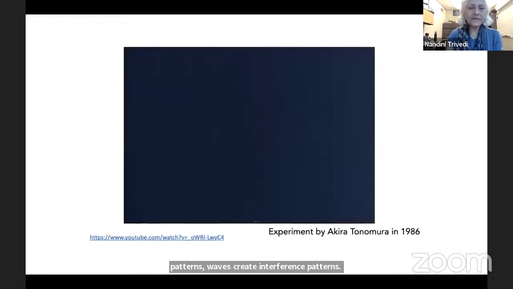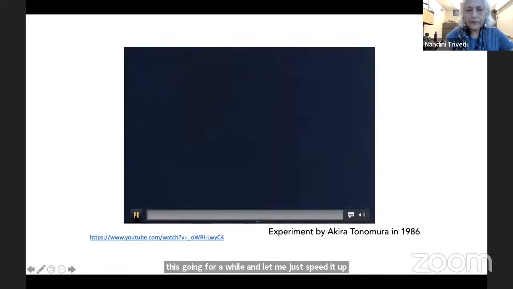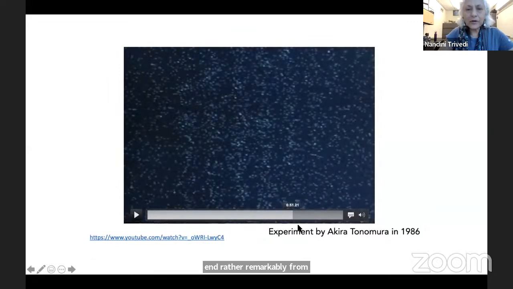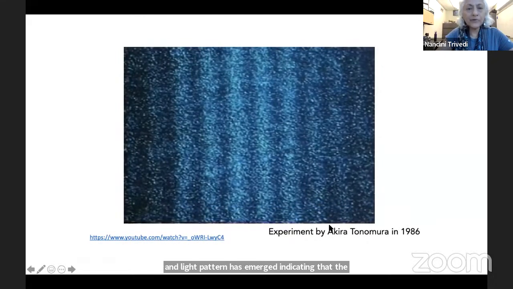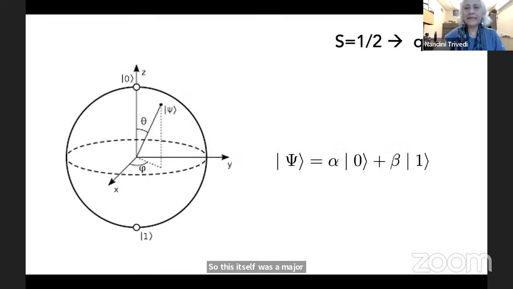And now there was this beautiful, absolutely stunning experiment in 1986 by Tonomura, where they took single electrons, passed them through two slits and observed on the detector. And what you see is, you see these dots every time an electron is detected. So that tells you this electron behaves like a pea. You can detect the whole electron. But then if you keep this going for a while, and let me just speed it up here. If you keep this going for a while, you can see at the end, rather remarkably, from all those little dots, a dark and light pattern has emerged, indicating that the electron was behaving both as a particle and as a wave. So this itself was a major discovery in quantum mechanics many decades ago.